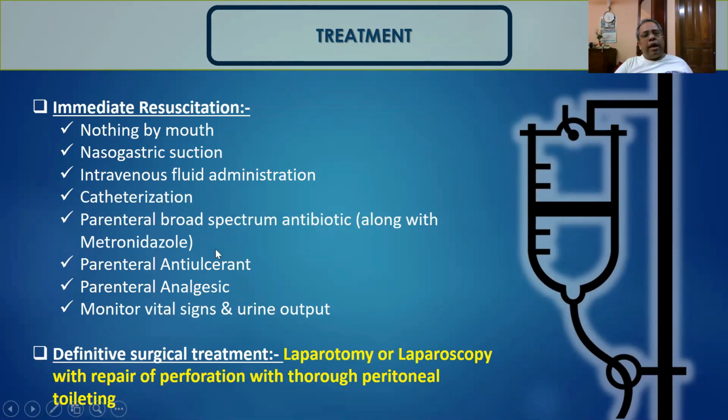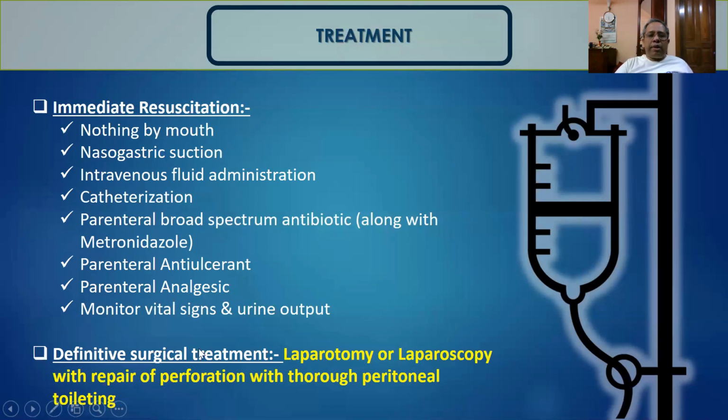And a parenteral anti-ulcerant drug must be given there, and a parenteral analgesic, particularly non-narcotic analgesics. And monitoring the vital signs, urine output, etc. Monitor pulse, blood pressure, and urine output, and when fit for surgery, then go for surgery.